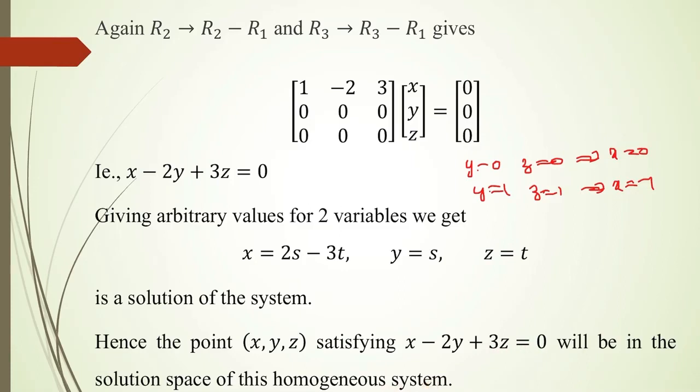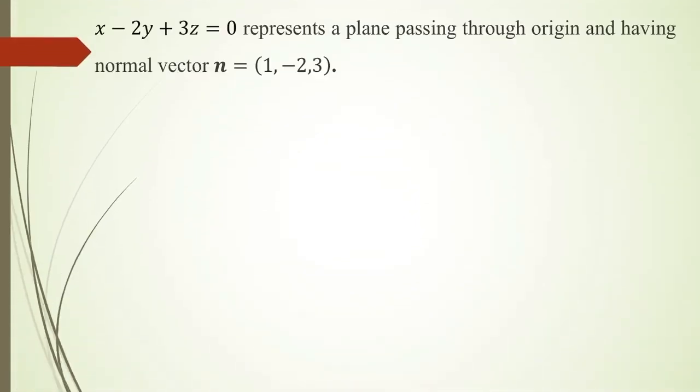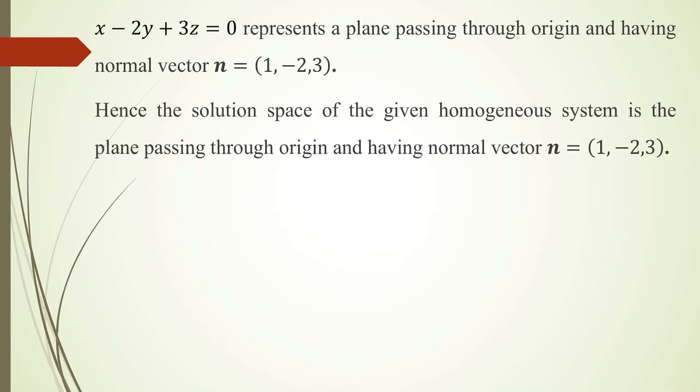Okay, now we have to interpret this solution space geometrically. We know what is meant by x minus 2y plus 3z equal to 0. It represents a plane passing through origin and having the normal vector 1, minus 2, 3. So the solution space of the given homogeneous system is the plane passing through origin and having normal vector n equal to 1, minus 2, 3.